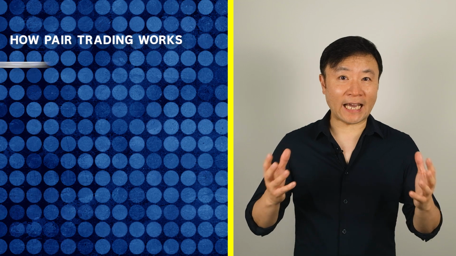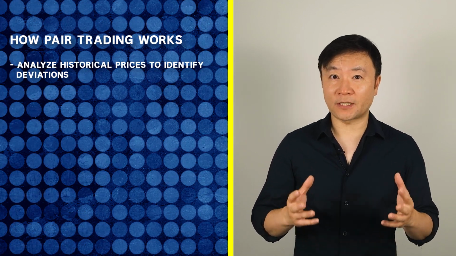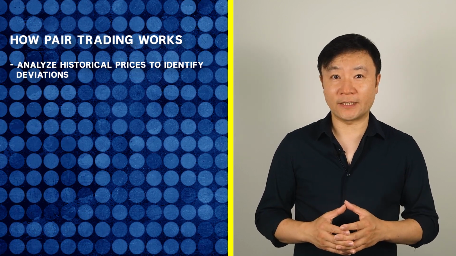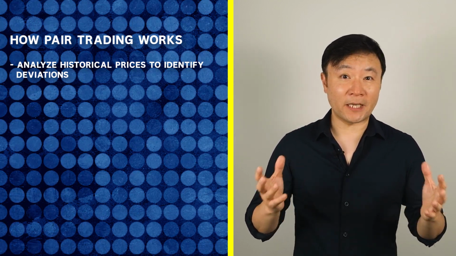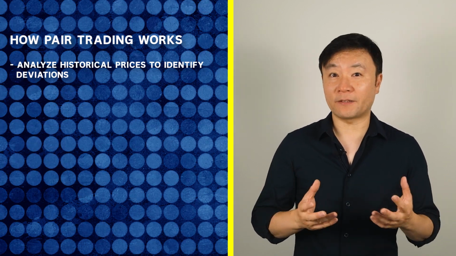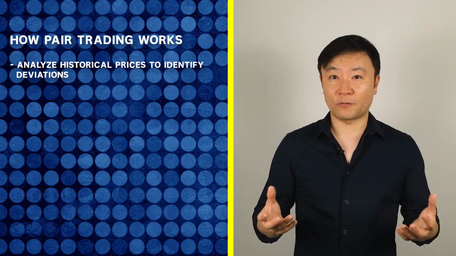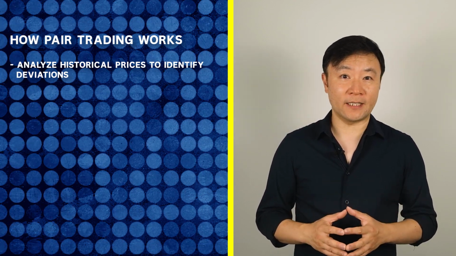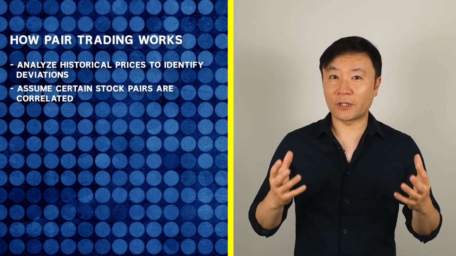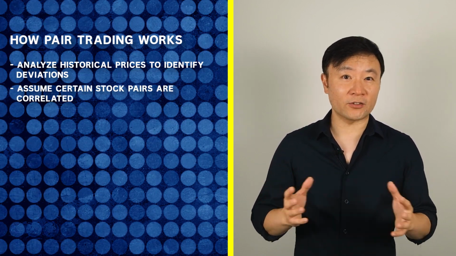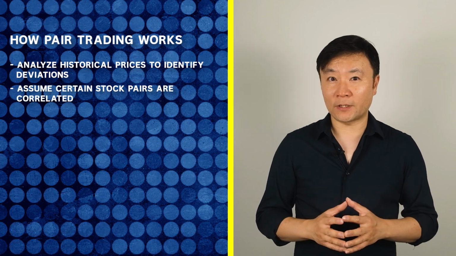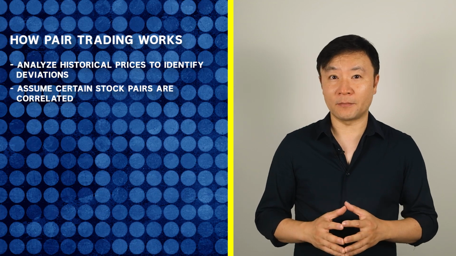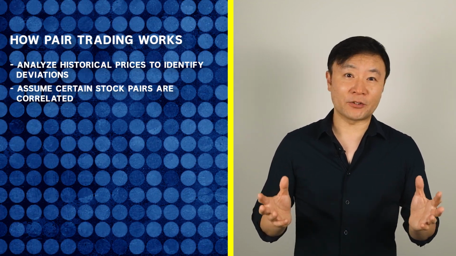Pair traders typically analyze the historical price movements of the chosen pair to identify deviations from their average price difference. Now, these deviations may arise due to temporary market fluctuations or external factors that make one company's stock stronger or weaker than the other. Fundamentally, the strategy relies on the assumption that certain pairs of stocks exhibit a correlation and will continue to move in a similar manner over time, driven by their underlying fundamental relationship.